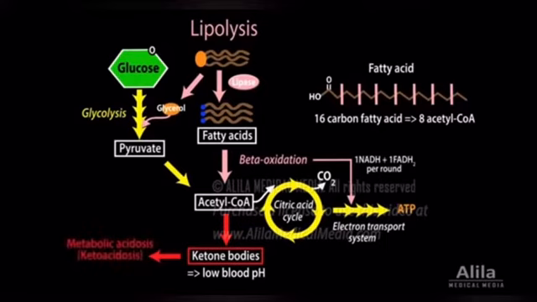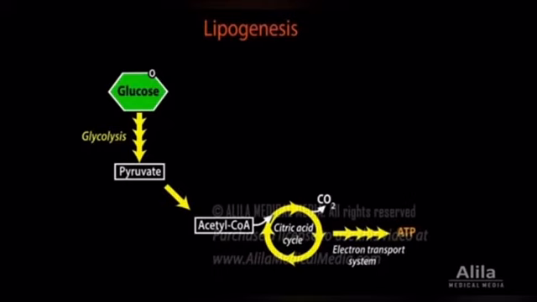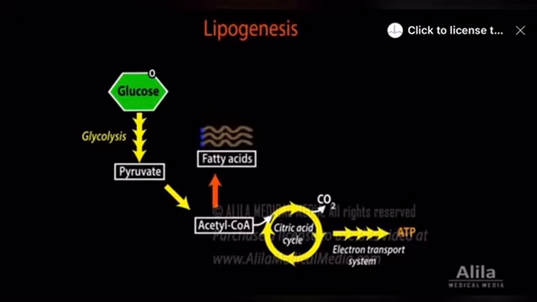Ketoacidosis is a serious complication of diabetes, in which cells must oxidize fats for fuel as they cannot utilize glucose. Extreme diets that are excessively low in carbohydrates and high in fat may also result in ketoacidosis. On the other hand, diets that are high in carbohydrates generate excess acetyl-CoA that can be converted into fatty acids.